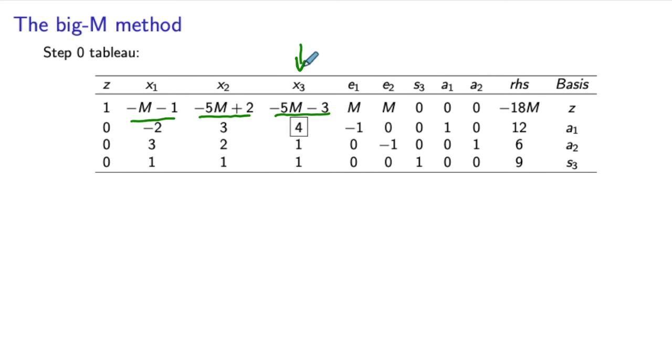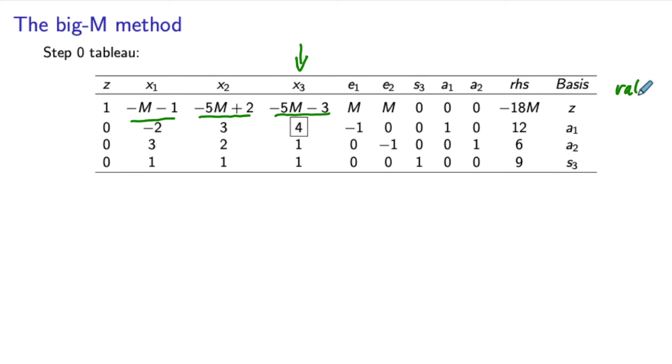Great. I just want to reiterate that in general we don't have to pick the variable with the most negative coefficient as the entering variable. Any negative coefficient will do. Yes. We just decided to stick to the Dantzig rule to be more specific with our choices, so we pick a variable with the most negative coefficient according to this rule.